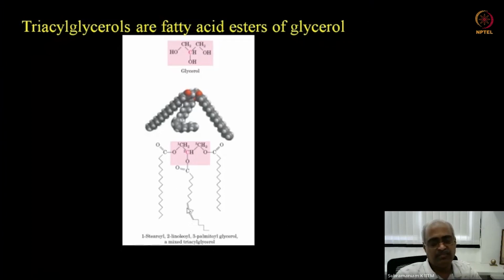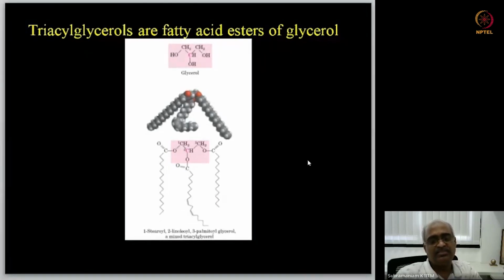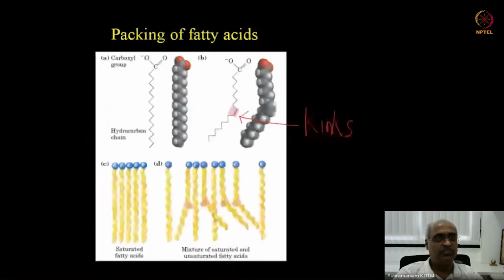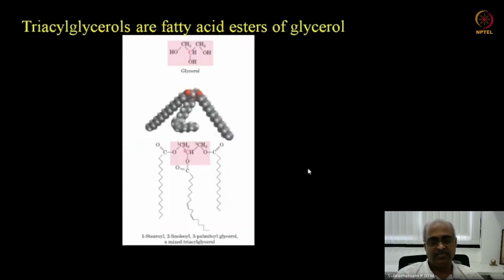One of them in this particular cartoon has two double bonds. So we call this structure kinks, K-I-N-K-S, okay, kinks. This becomes very important when we go to lipid bilayer. I'll talk about lipid bilayer in a minute, but let us complete this triacylglycerol part. So this is the form in which the free fatty acids are usually present.